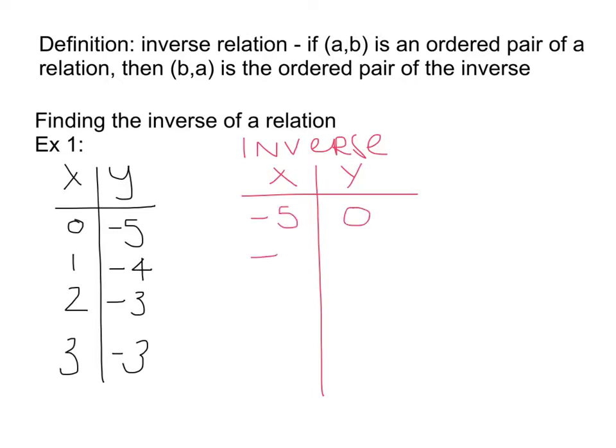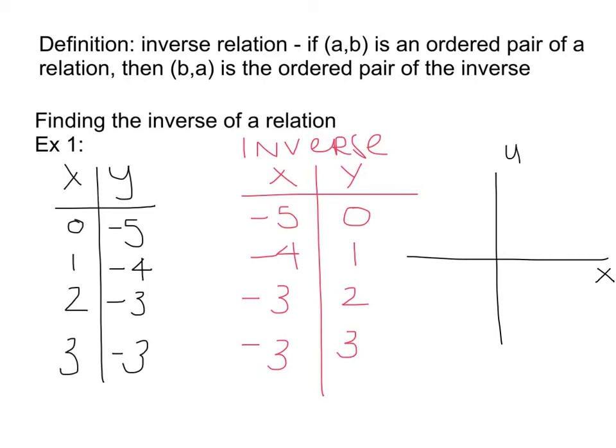Instead of (1, -4), it's going to be (-4, 1), sorry. Instead of (2, -3), it's going to be (-3, 2). Instead of (3, -3), it's going to be (-3, 3). Okay, let's graph both of these.